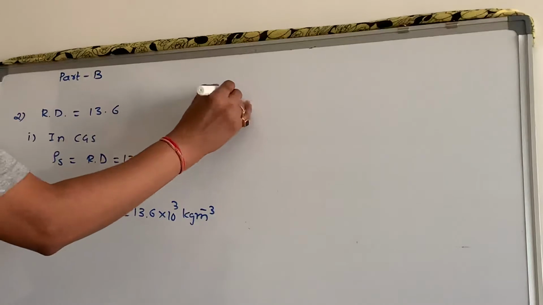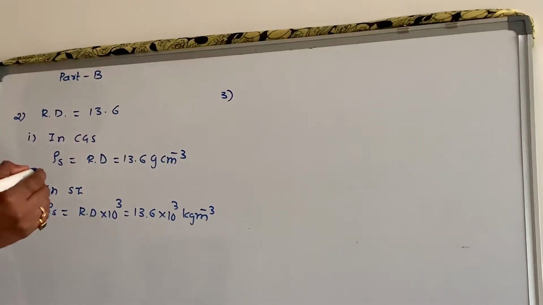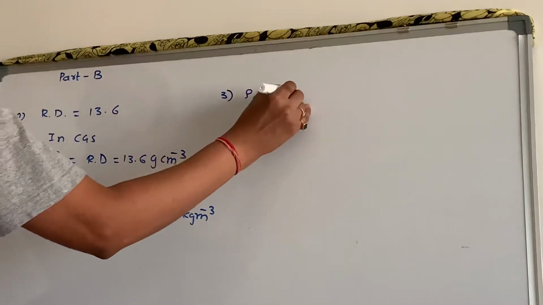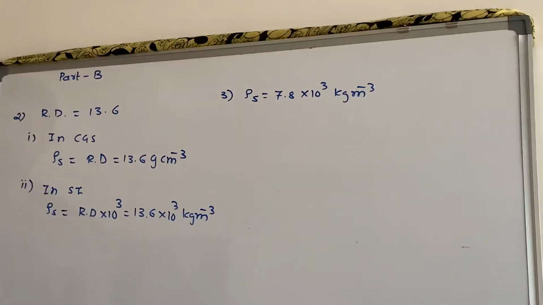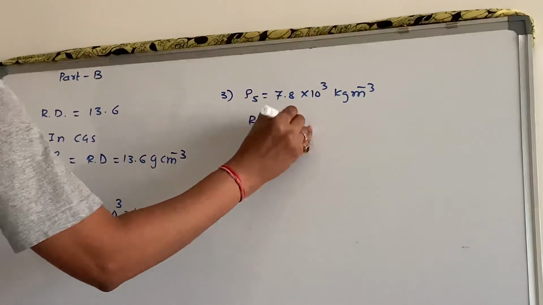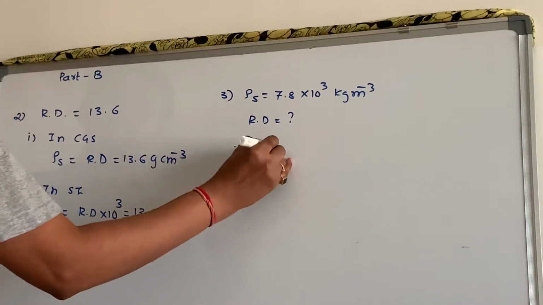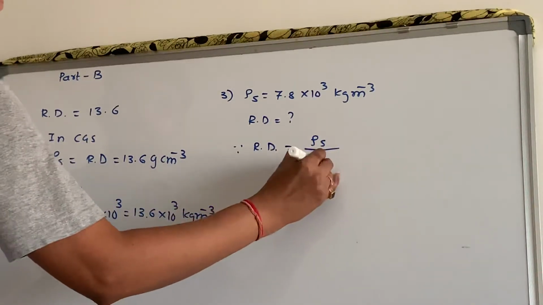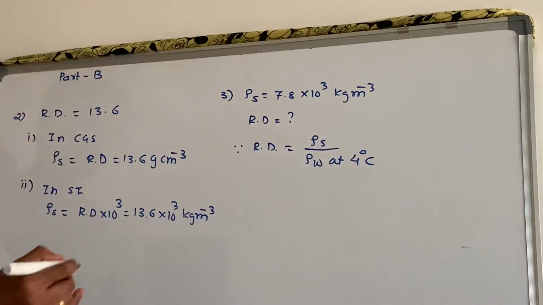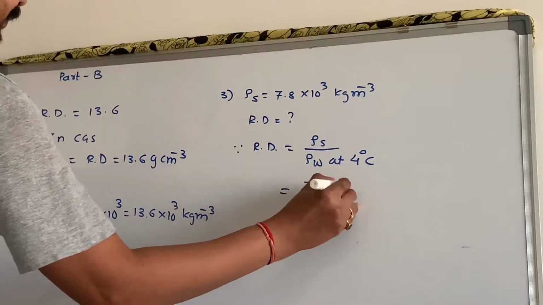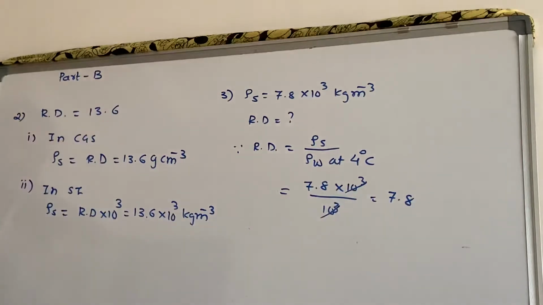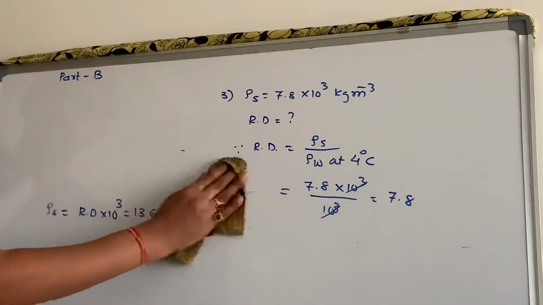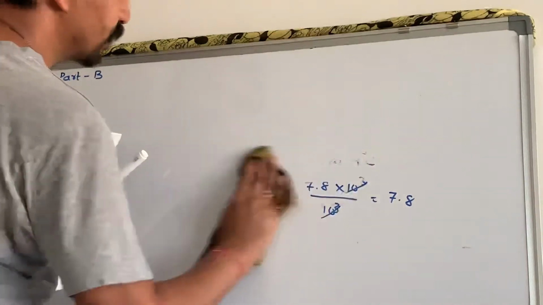Third numerical, what is given? Density of iron, which is a solid, is given 7.8 into 10 raised to 3 kilogram per meter cube. What is its relative density? Rd they want. So we have Rd is equal to density of substance upon density of water at 4 degrees Celsius. This is equal to 7.8 into 10 raised to 3 upon 10 raised to 3. This gets cancelled. 7.8 is our answer. It has no unit since it is the ratio of two similar quantities. Check the fourth numerical.